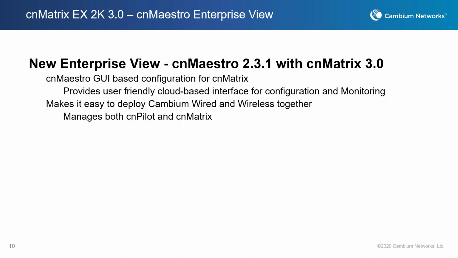So this new account type within cnMaestro is called Enterprise View. And it replaces an older type that used to be called Wireless LAN. This Enterprise View is really set up for enterprise deployments that have a wired and wireless solution with both our Cambium access points as well as our Cambium Ethernet switches. So it gives you a very nice GUI-based configuration for cnMatrix. It provides a very user-friendly cloud-based interface for configuration and monitoring. And it makes it very easy to deploy this solution from Cambium that covers both wired and wireless together. So it's a single management platform.